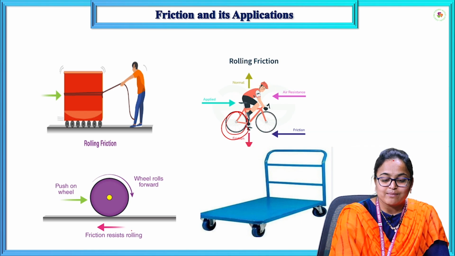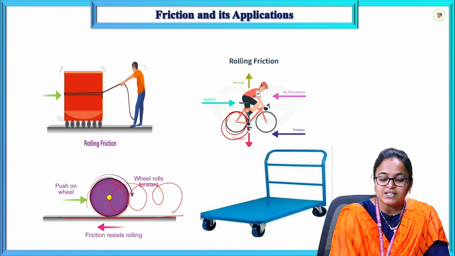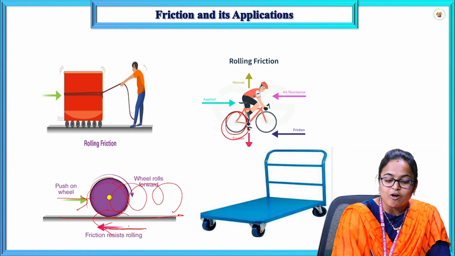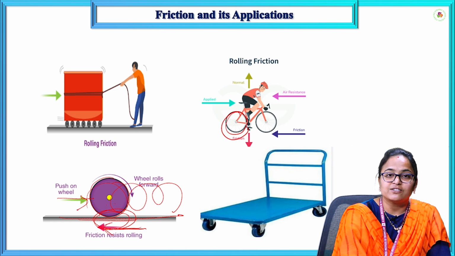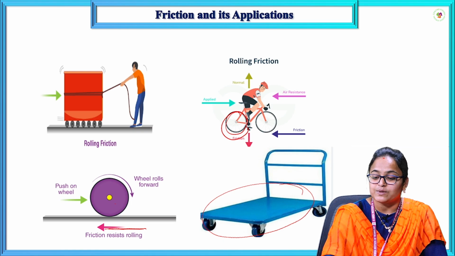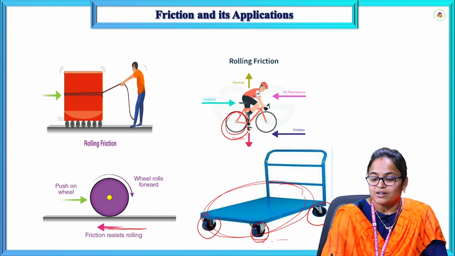Next, coming to another example of rolling friction. There is a ball which rolls over the horizontal surface. So this wheel is moving like this. So there will be a rolling friction between the contact surface, that is the floor, and the ball in the opposite direction of the wheel direction. Next, coming to another example, we can observe this trolley in supermarkets. There will be a rolling friction between the wheels of the trolley and the floor.